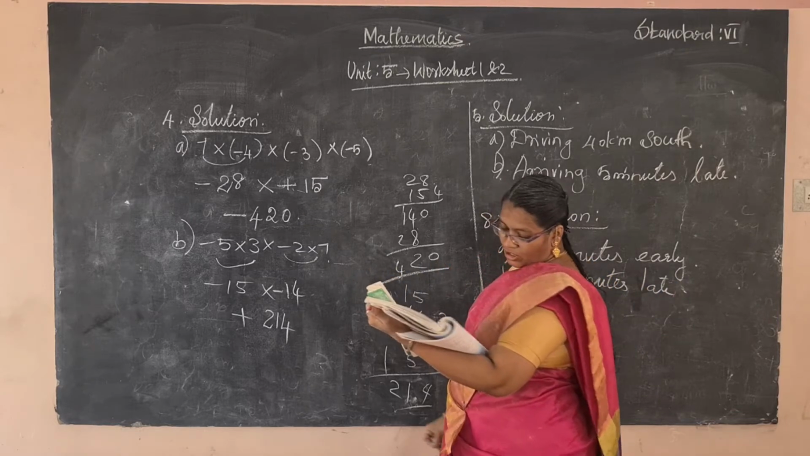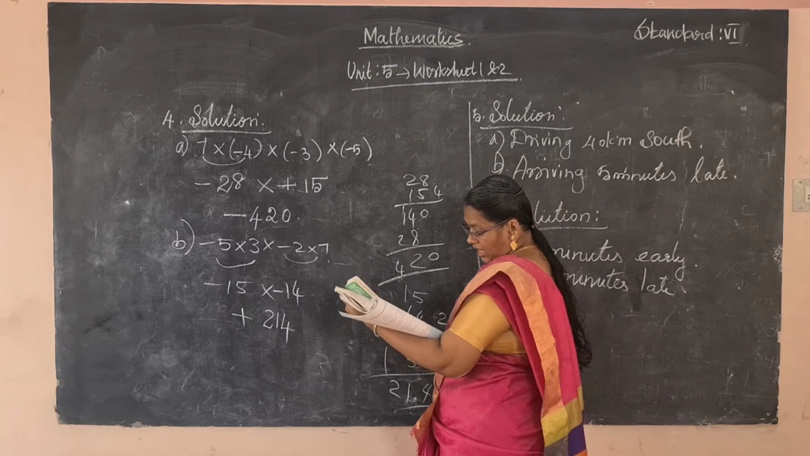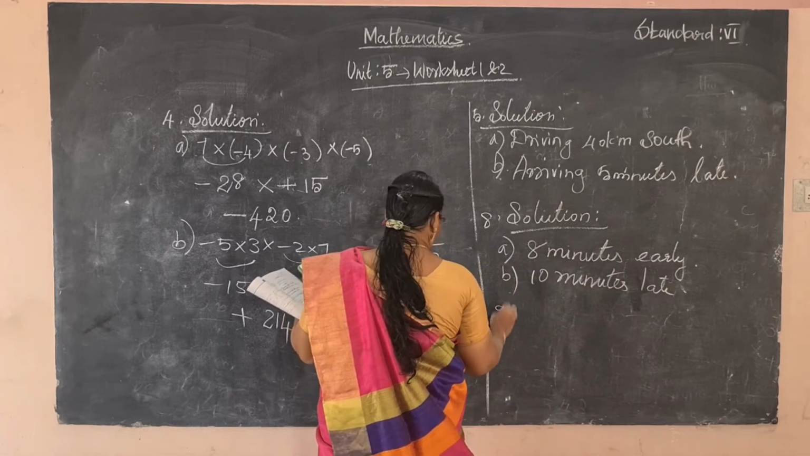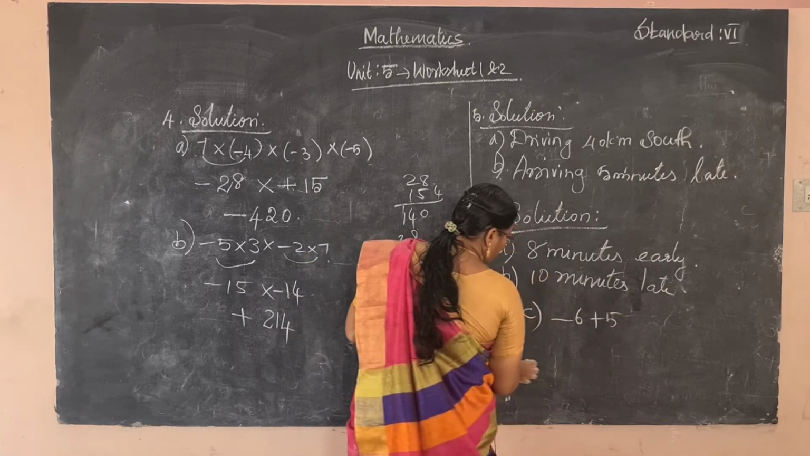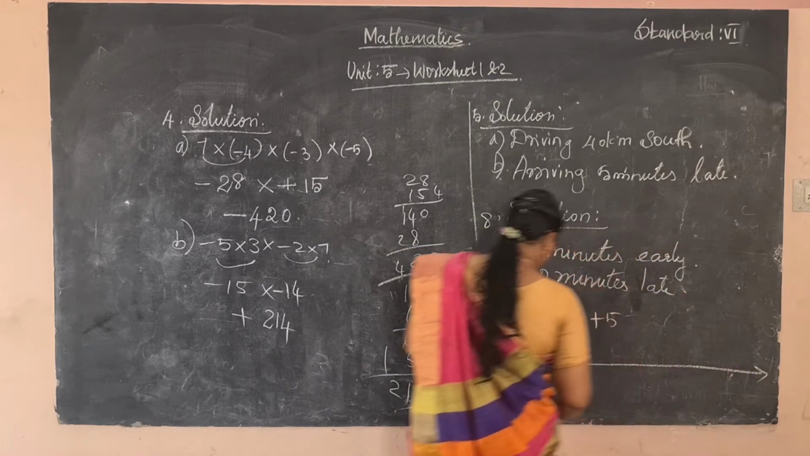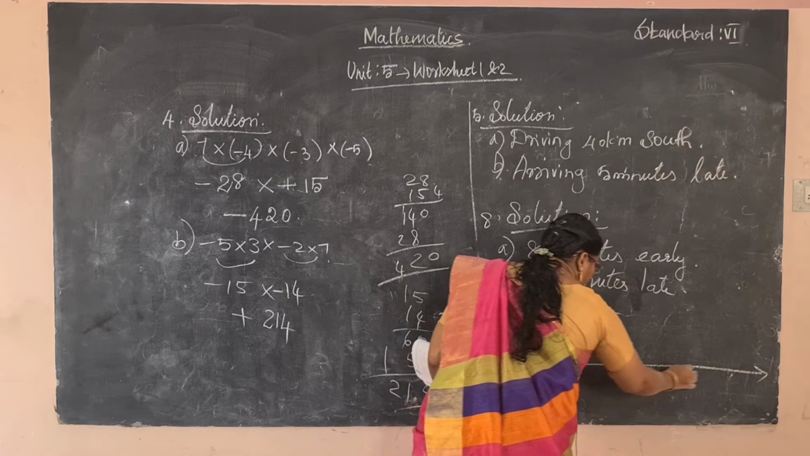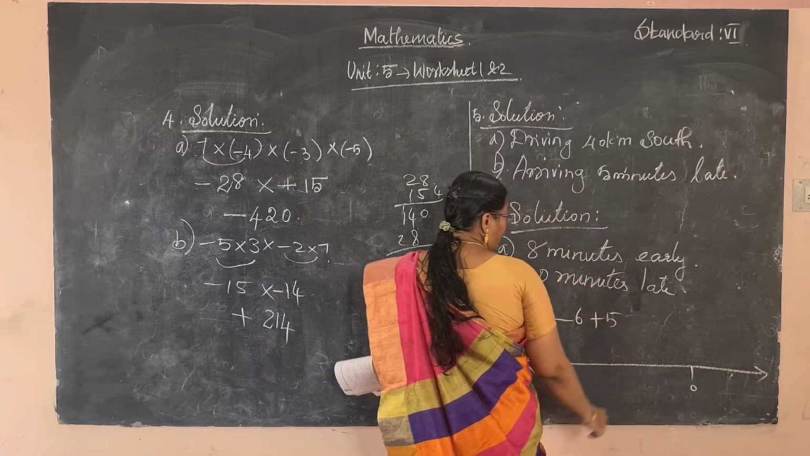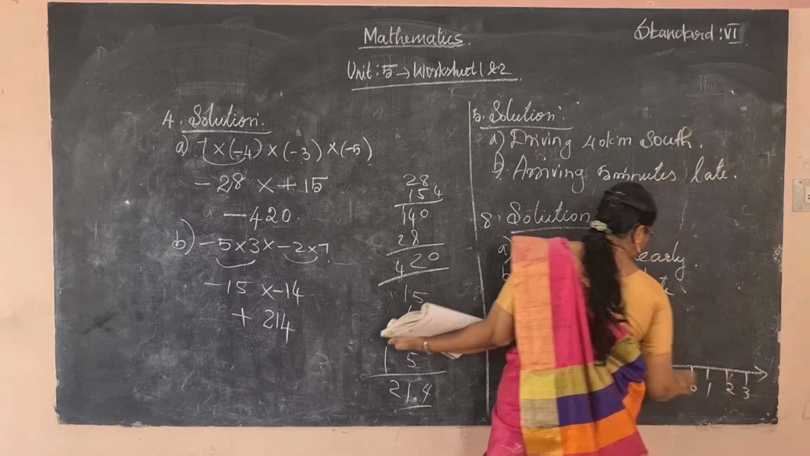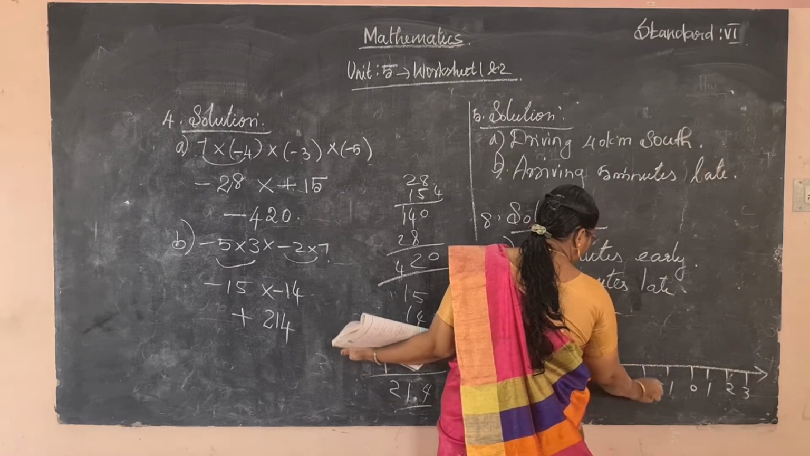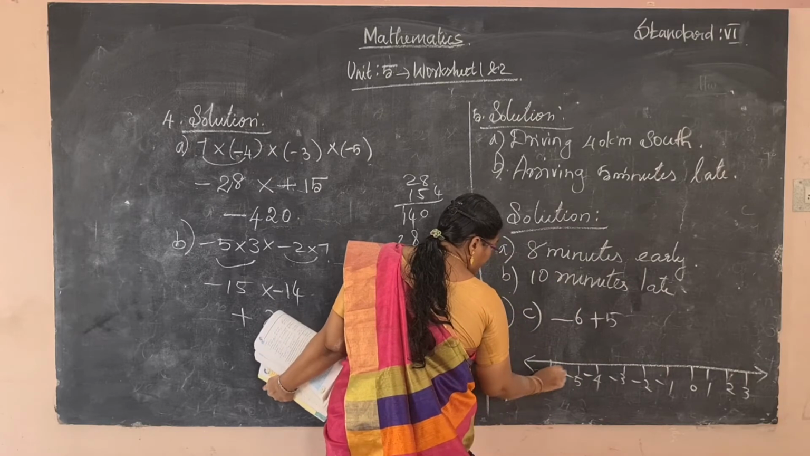Okay, ninth one, use the number line to show the answers. A and B are the homework, and do the C problem. -6 plus 5. Draw the number line. So negative values are there. I will start from here. On this side write the positive values, on this side write the negative values. -1, -2, -3, -4, -5, -6.